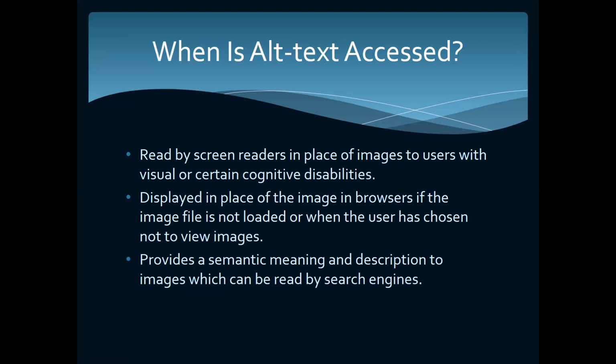Alt text also provides a semantic meaning and description to images, which can be read by search engines or be used to later determine the content of the image from the page context alone. If you've ever used Google image search, you've seen this in action. One of the ways that Google determines which images to present when you do a search for an image is by looking at the alt text or alternative text that describes those images.